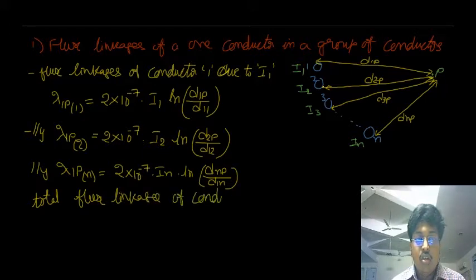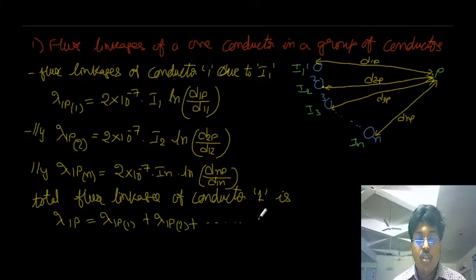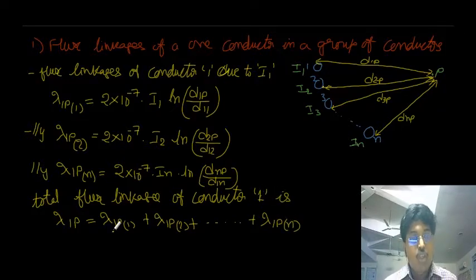Now the total flux linkage of conductor 1 is given as lambda 1P, which is the sum of lambda 1P(1), due to current 1, plus lambda 1P(2), and so on, up to lambda 1P(n). We substitute these values from the equations above, and solve. 2 into 10 power minus 7 is a common factor.